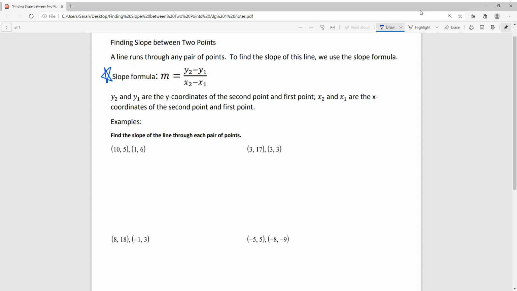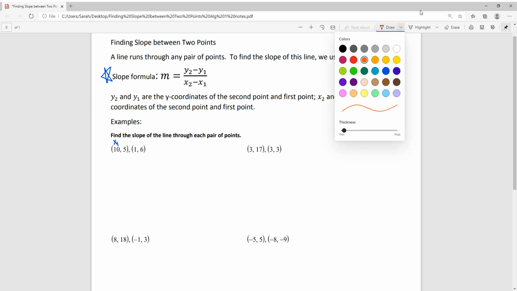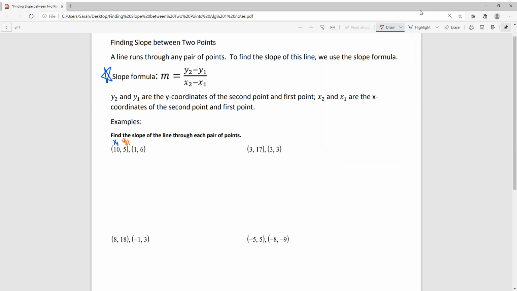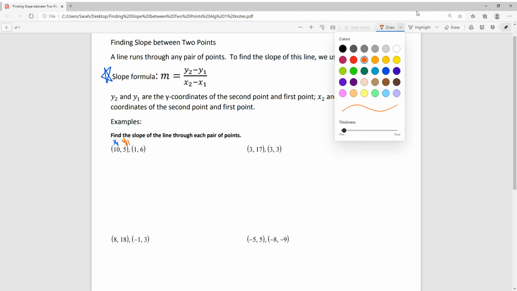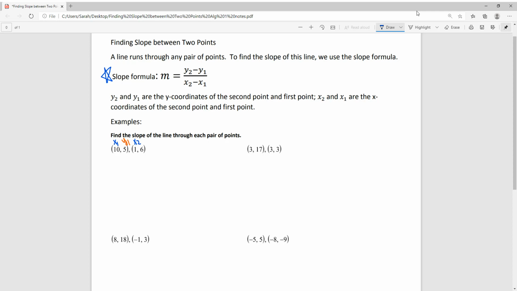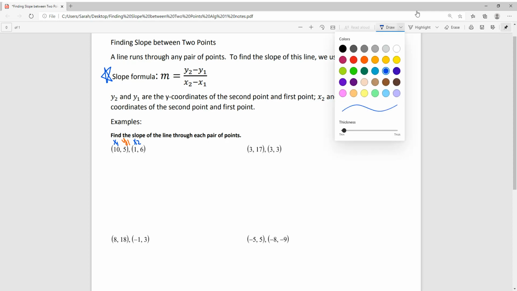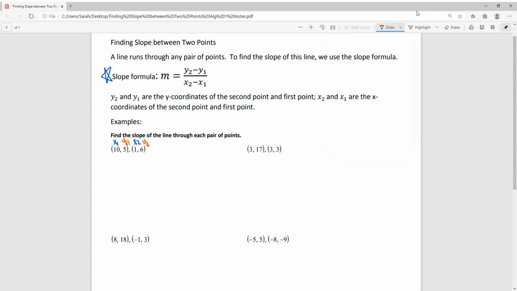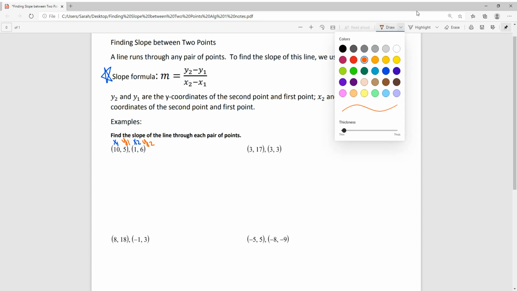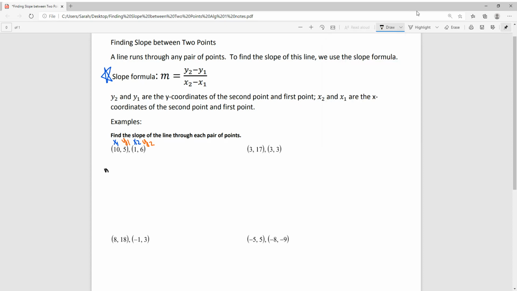So my first point, remember the first number you see is your x. So we're going to call 10 x1. And then my other coordinate in there would be y1, the y coordinate of the first point, 5. Same idea with the second point. 1 is x2. And 6 is y2. I also like to write the formula every time. You don't necessarily have to write it out, but I like seeing exactly where to plug things in. So I'm going to write it out.